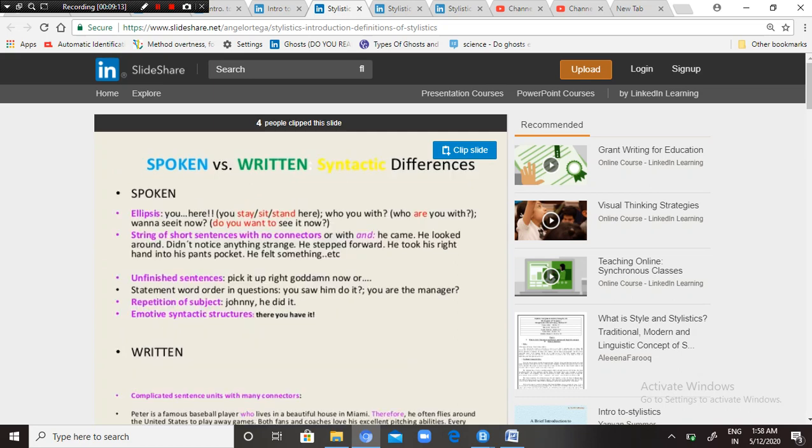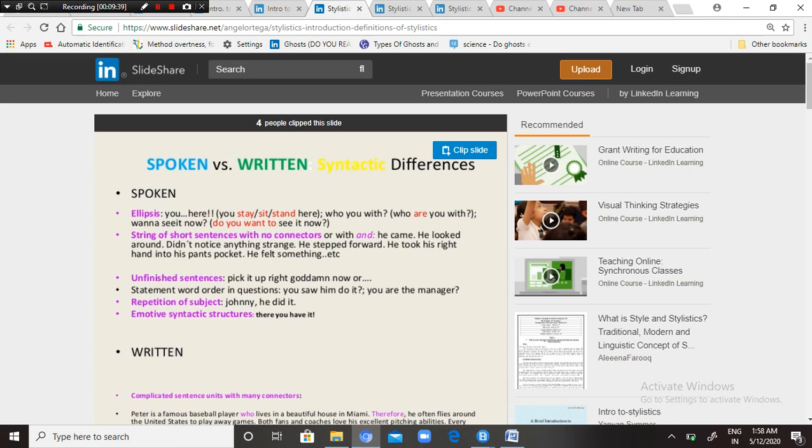Spoken versus written syntactic differences. In spoken language, ellipses: you hear, you stay, sit, stand, here, who you with, who are you, want sitting now, do you want to sit it now. These are the examples of ellipses.